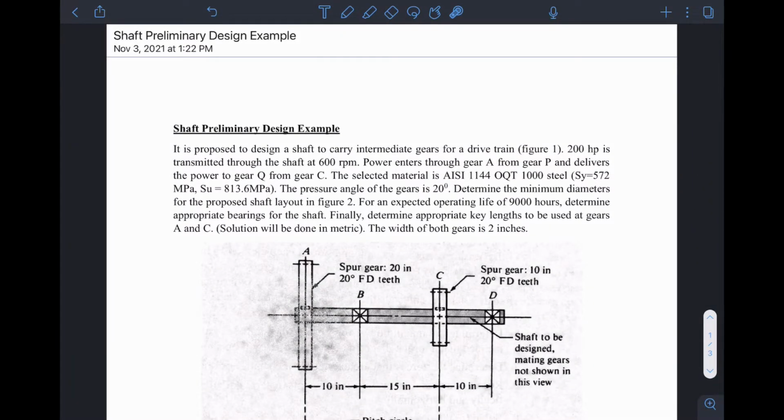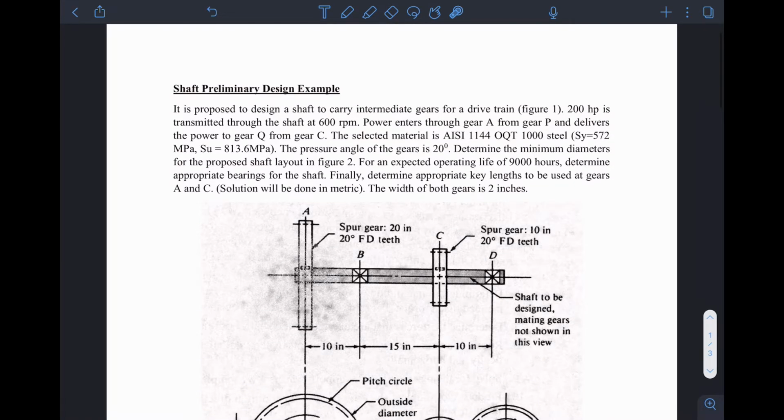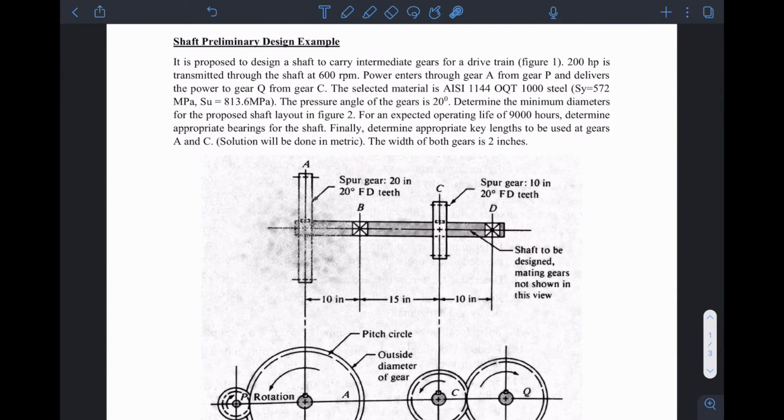So this video is just a prelude to the shaft preliminary design example question. This example goes through all the topics that were covered in shafts over the past few weeks. What we have is a proposed design of a shaft to carry intermediate gears for a drivetrain. 200 horsepower is transmitted through the shaft at 600 RPM.